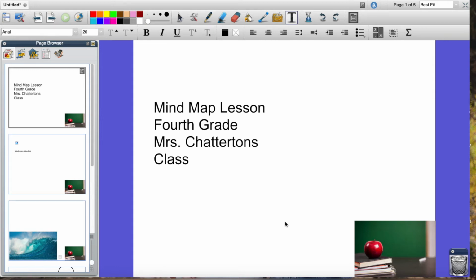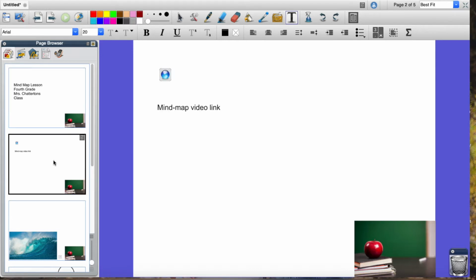Okay, so this is my lesson about my fourth grade mind maps. As you can maybe see in my submission, the objective and course standard is outlined there. I want to be teaching fourth graders, so it's about vocabulary. Here you can see where my video link is embedded.